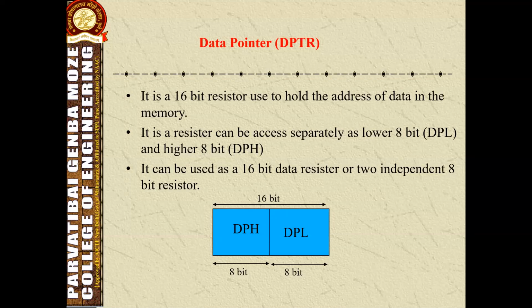The address of DPL is 82H and the address of DPH is 83H.